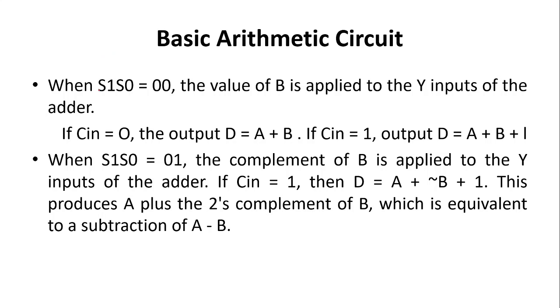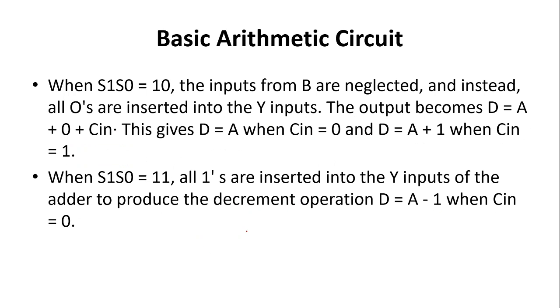When S1 and S0 both are 0, the value of B is applied to the Y inputs of the adder. If Cin is equal to 0, then the output is the addition operation D is equal to A plus B. When S1 and S0 is equal to 0 and 1, the complement of B is applied to the Y inputs of the adder, and if Cin is equal to 1, then D is equal to A plus B bar plus 1. This is the subtraction of A minus B, a subtraction micro operation.